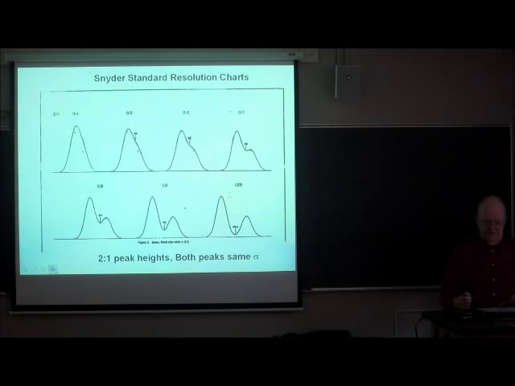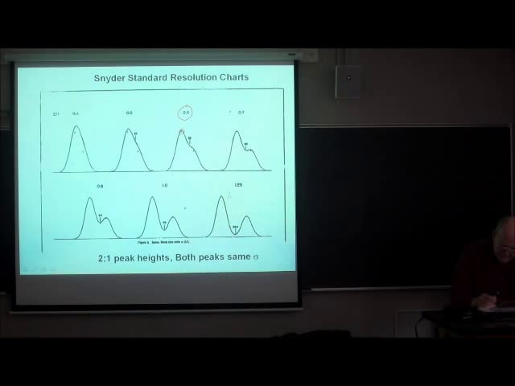So we go to 2-to-1 peaks. And we can see that life is already a little more complicated. If I come over here to 0.6, clearly the left peak is twice the right peak. There's no valley. There's no two minima. That's clearly a shoulder, but you don't see two maxima.